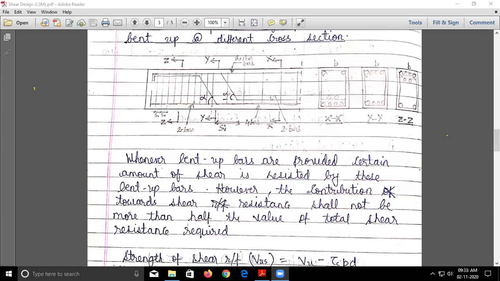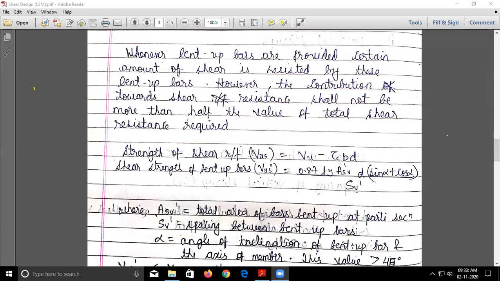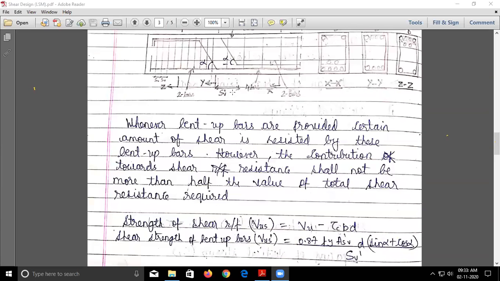अगर दो section पे two groups of bars are bent at different cross sections, then sin alpha plus cos alpha हो जाएगा upon Sv dash. Is this clear? ये Sv dash क्या है? Remember this. This is the spacing between the bent up bars. यहाँ पे मैंने mark किया है. Can you see? This point or this point is nothing but your Sv dash.